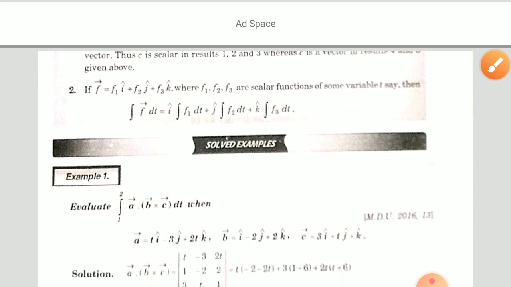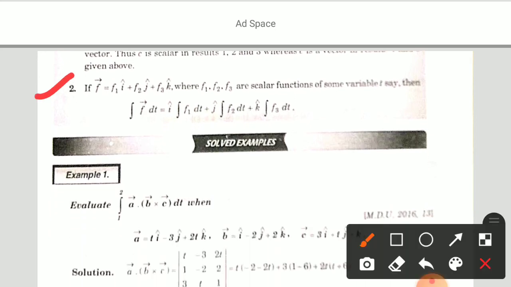Now second remark, if f is a vector in component form as f1 i plus f2 j plus f3 k, where f1, f2, f3 are scalar functions of some variable t, say, then integration of f dt is equal to i times integration of f1 dt plus j times integration of f2 dt plus k times integration of f3 dt. That is, the integration operation is distributive over vector quantities in component form.